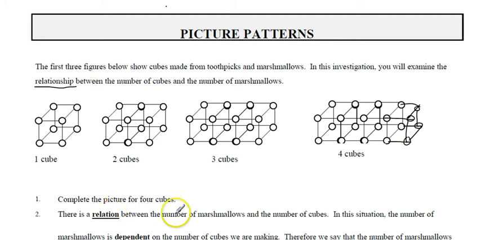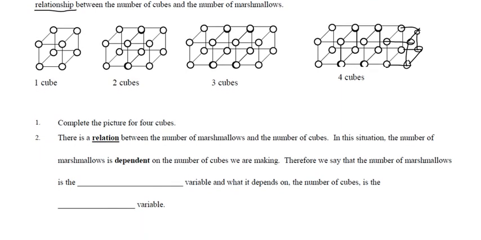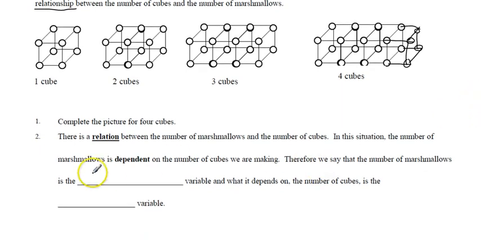So there is a relation between the number of marshmallows and the number of cubes. In this situation, the number of marshmallows is dependent on the number of cubes we are making. Therefore, we say the number of marshmallows is the dependent variable. And what it depends on, the number of cubes, is the independent variable, which is the fancy way of saying not dependent variable.